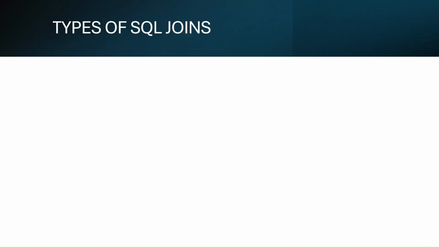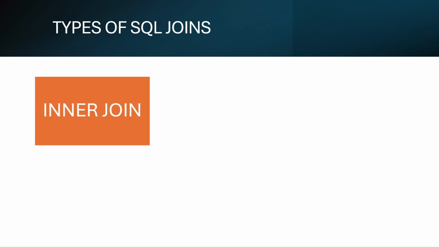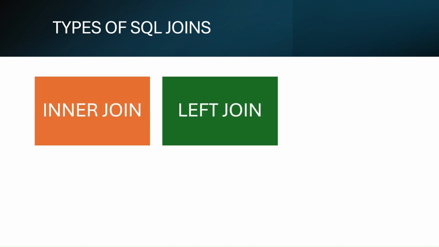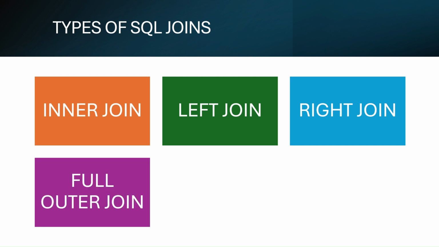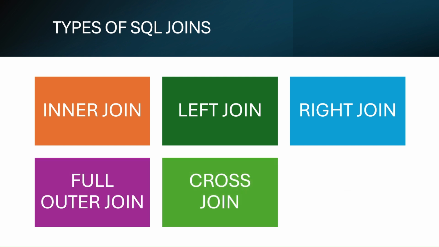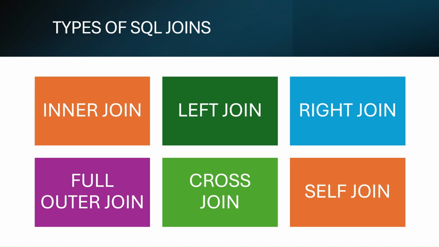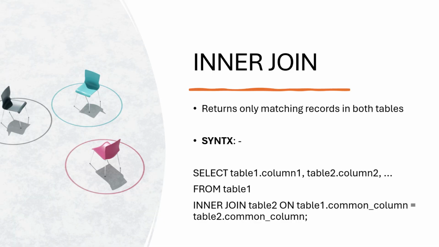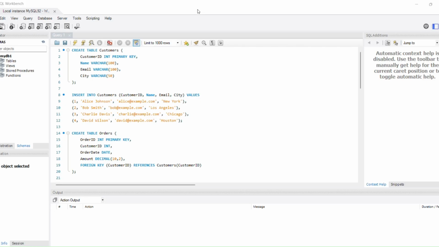Types of joins. There are mainly 6 types of SQL joins. They are inner join, left join, right join, full outer join, cross join, and self join. Inner join will return only the rows where there is a match in both tables. Let me show you practically using MySQL Workbench.